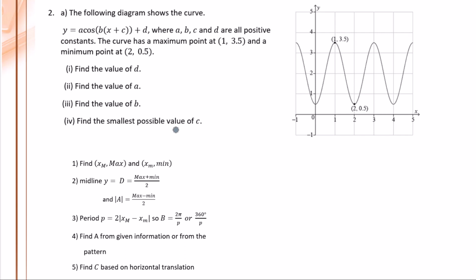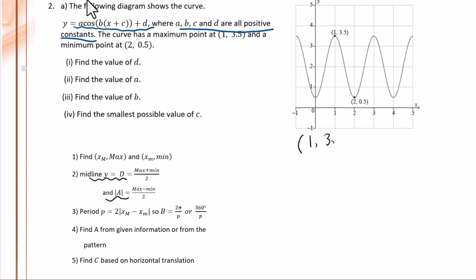Let's go to example 2. The following diagram shows the curve y equals a cosine b x plus c plus d, where a, b, c, d are all positive constants. The curve has a maximum point at (1, 3.5) and a minimum point at (2, 0.5). Find the value of d. (1, 3.5), (2, 0.5).